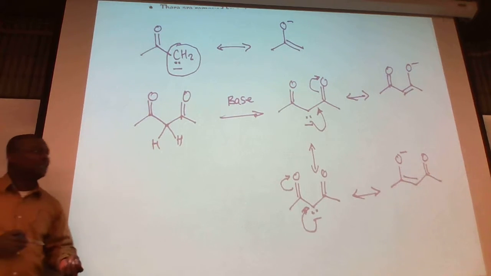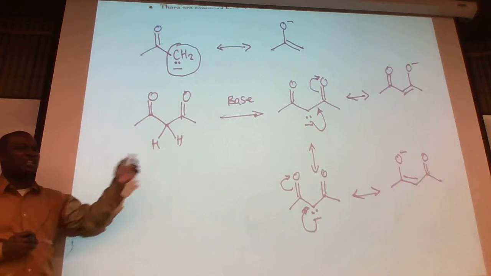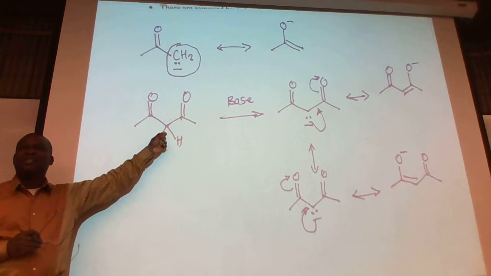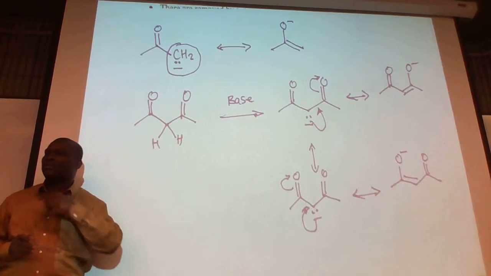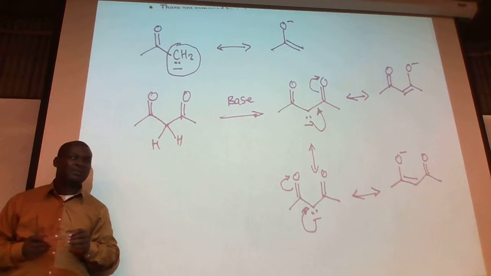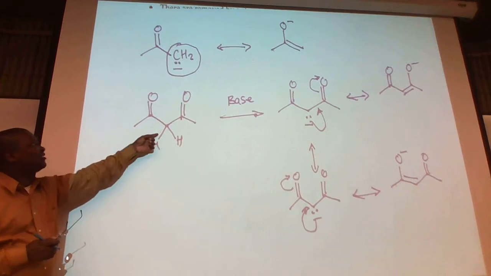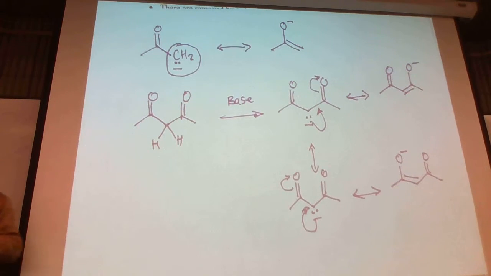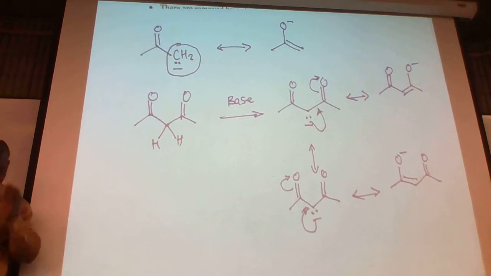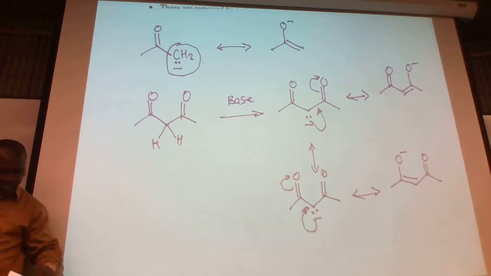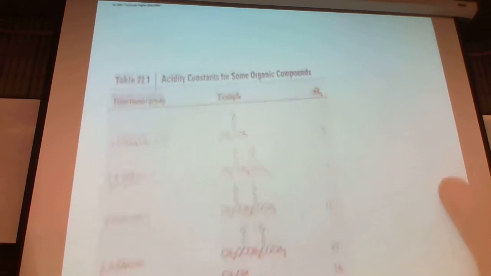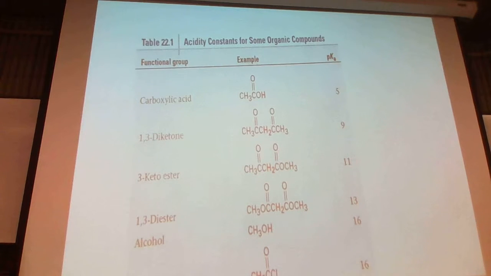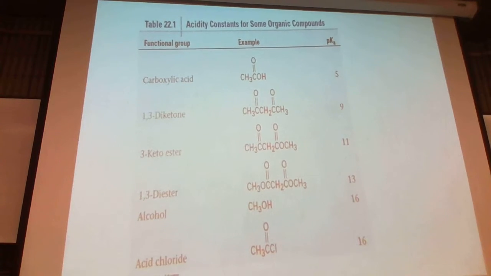So the trick is the more resonance structures you can draw for a carbanion, the more acidic its corresponding acid is. Okay, so this is going to be more acidic than that. Make sense? On that basis, you have this table. I think at some point you have to just memorize them until you get used to them.